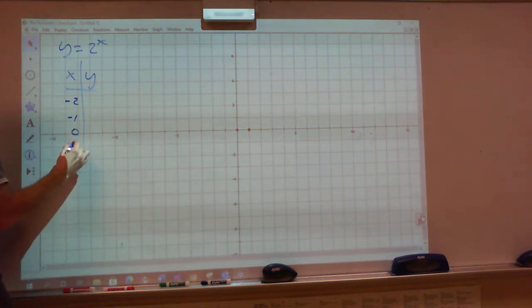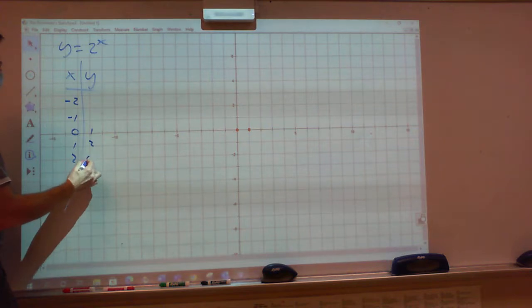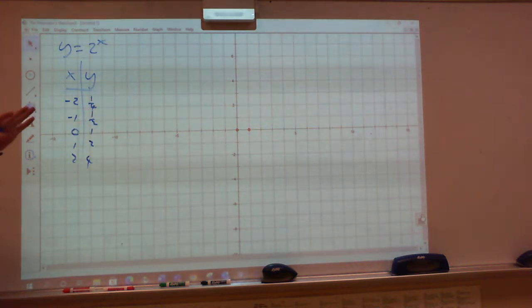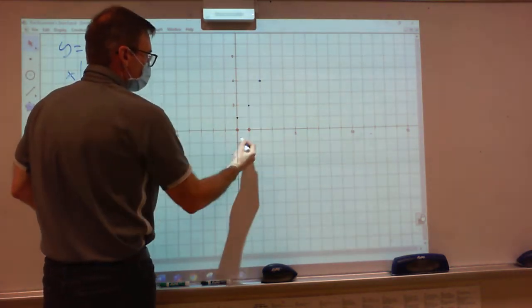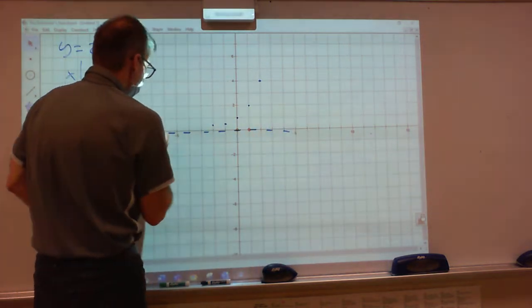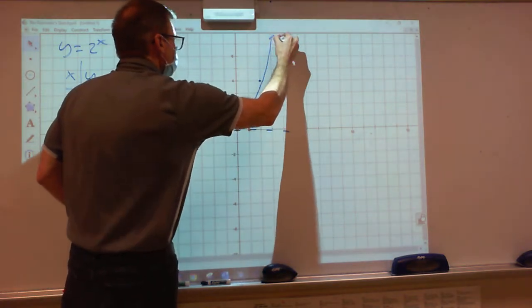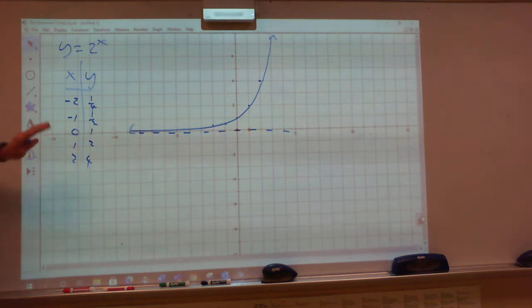-2, -1, 0, 1, 2. And when I plug 0 in, I get a 1. When I plug in 2, 4, 1/2, 1/4, right? This is all supposed to be review. And so I'm here, here, here, here, and we have our asymptote at 0, and we end up with this picture. Is everybody okay? This is our graph of 2 to the x. I made you graph a whole bunch of stuff, but here's our graph of 2 to the x.